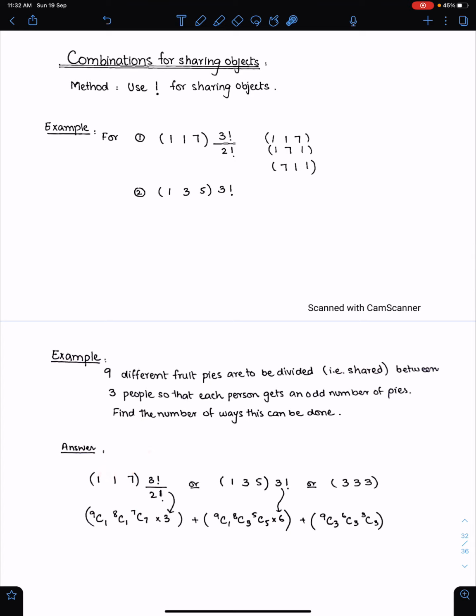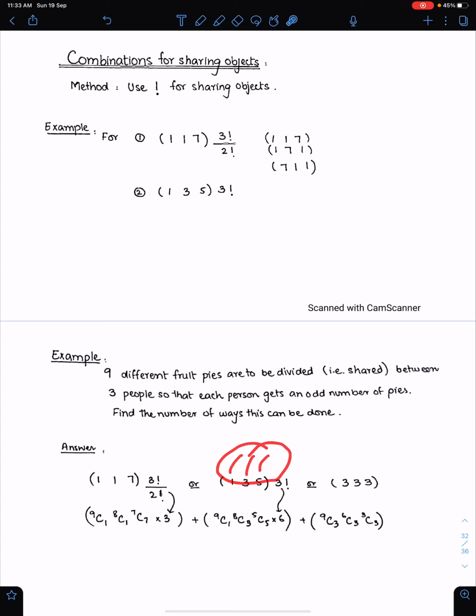You can divide in odd numbers in this way between 3 people. So 1, 1, 7, times 3 factorial over 2 factorial. So 9C1 for this, 8C1 for this, and 7C7 for this. And the answer of this is 3.